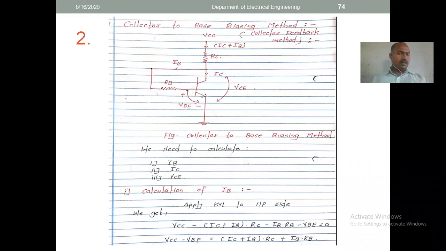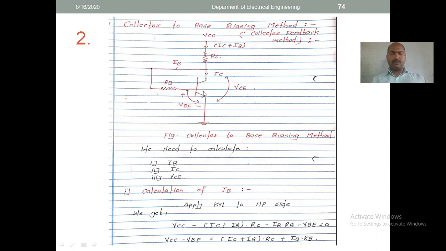Now see, collector to base bias. Collector to base biasing method, what does it indicate? See, this is the configuration. The above figure shows the configuration which is called collector to base. This is your base, sorry, this is your base, this is your emitter, this is your collector. So voltage is applied in between your collector and the base, right? Collector and the base, that's why it is called collector to base biasing, right?